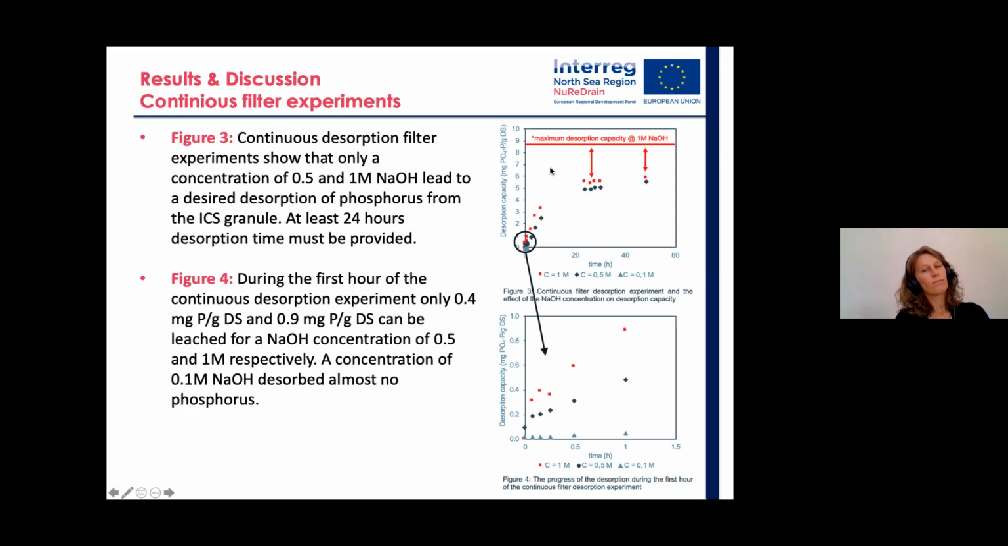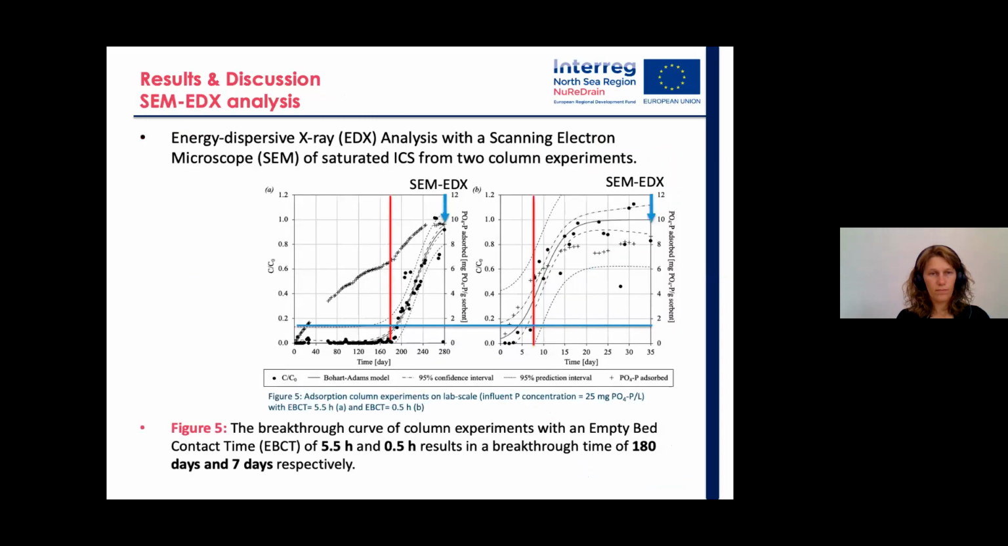You can compare it with the maximum desorption capacity that we realized in the batch test, and you can see, yes, the maximum here is 5 to 6 milligrams per gram of dry solids of the granule. Good. These were the continuous desorption experiments. Then we want to focus on the granules, the solid material itself.